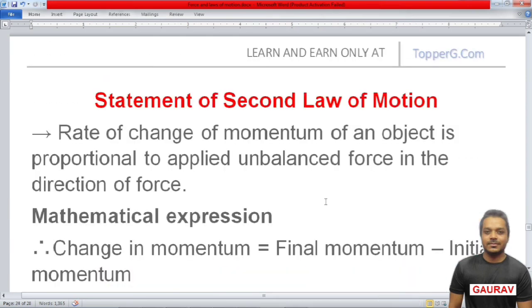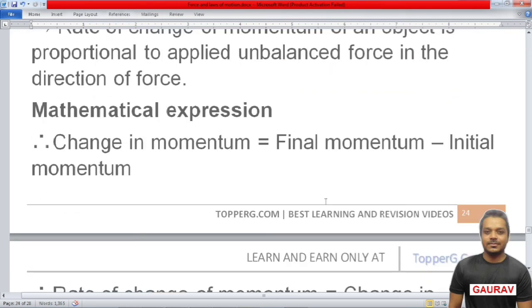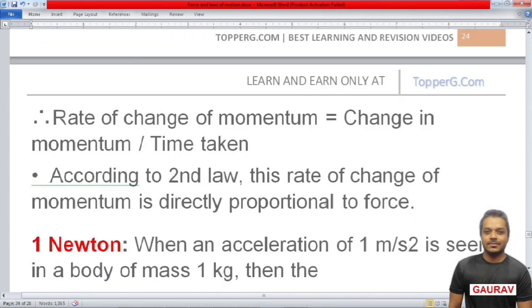Statement of the second law of motion. Rate of change of momentum of an object is proportional to the applied unbalanced force in the direction of the force. Mathematical expression: change in momentum equals final momentum minus initial momentum. Rate of change of momentum equals change in momentum divided by time taken. According to the second law, this rate of change of momentum is directly proportional to force.